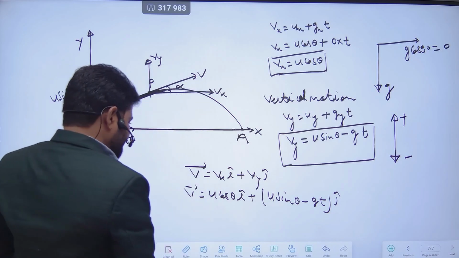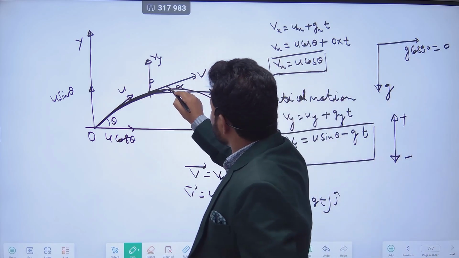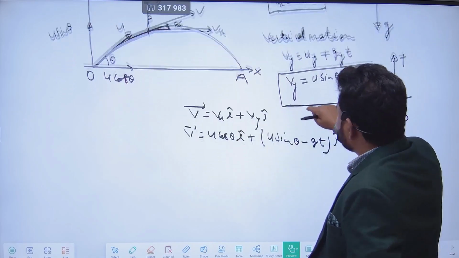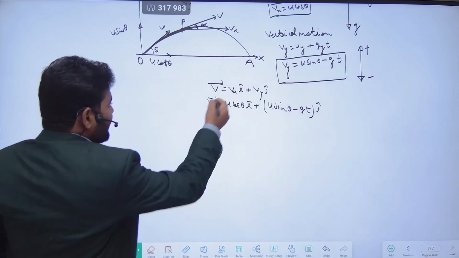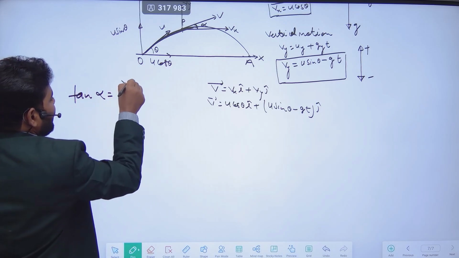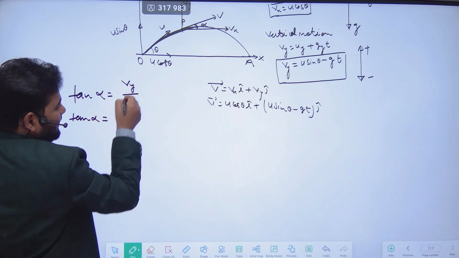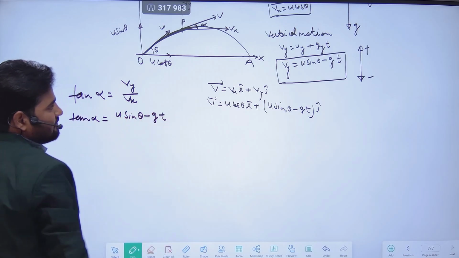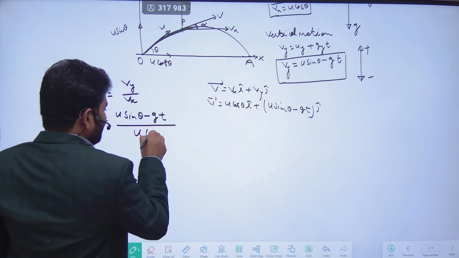Next, at the general position, what is the value of this alpha? To evaluate alpha, we know very well that tan alpha is equal to Vy by Vx. Vy is equal to u sine theta minus gt, and Vx is equal to u cos theta.